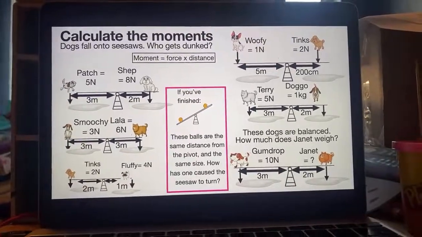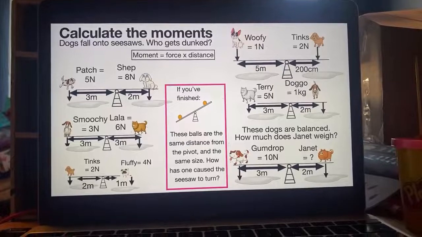So you've got 6 different questions here. Dogs fall onto seesaws from above. Don't think too carefully about it. Who gets dunked? Moment equals force times distance. So you've got Patch, who weighs 5 newtons, 3 meters away from the pivot on the left-hand side, and Shep, who weighs 8 newtons, 2 meters away from the pivot on the right-hand side. Which one of those is going to get dunked?